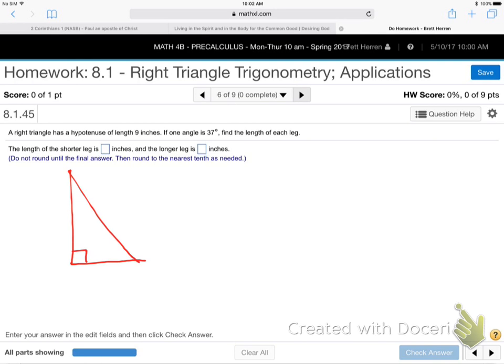So right triangle. Hypotenuse is 9. One angle's 37. Doesn't matter which one, whatever. I'll just say that one. Or you could make that bottom right one. It doesn't matter. I'll just make that one 37 because that one looks smaller. Find the length of the other two legs.